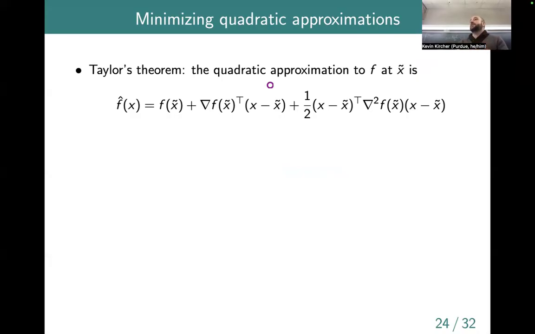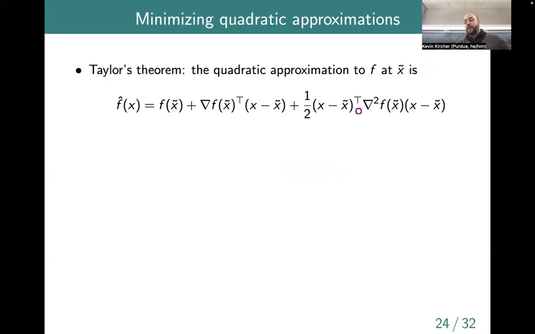So we captured some curvature information as well. This is basically just Taylor's theorem, a second order Taylor series expansion for a scalar valued function of n variables. So here we have f hat, the second order Taylor approximation at the point x tilde. It is the function value at x tilde plus a linear term times the perturbation x minus x tilde, and then plus a quadratic term here.